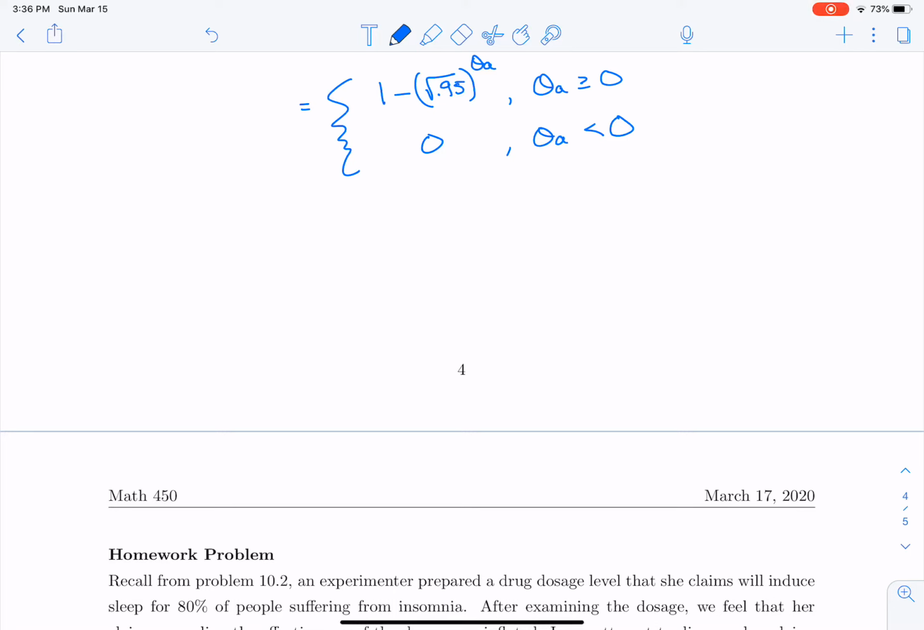If we want to sketch the power function, then we'll notice that when theta is 2, the height is actually going to be 0.05. That's when theta equals theta 0. That's what alpha is. And if we sketch that function, it'll look something like this, where we're looking at the power of theta a versus theta a.